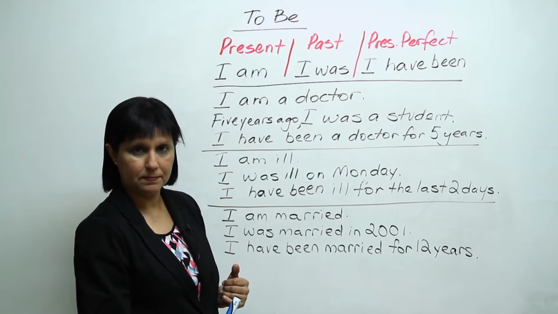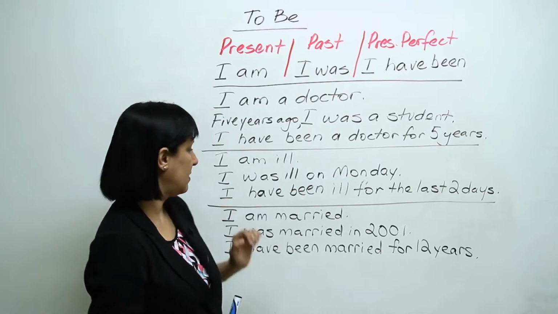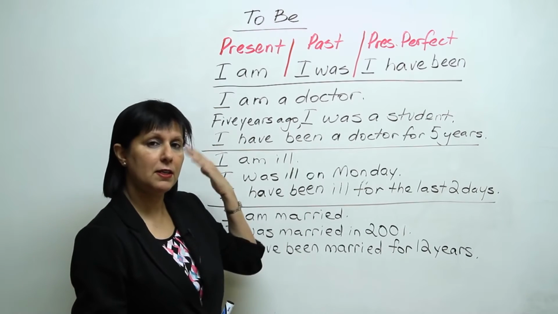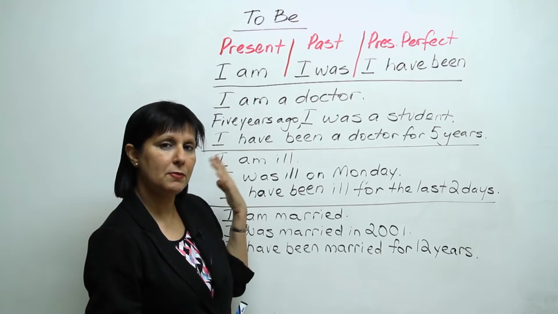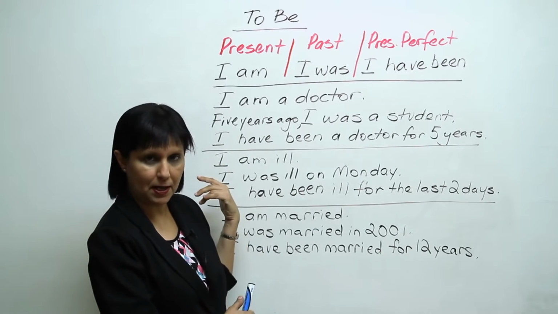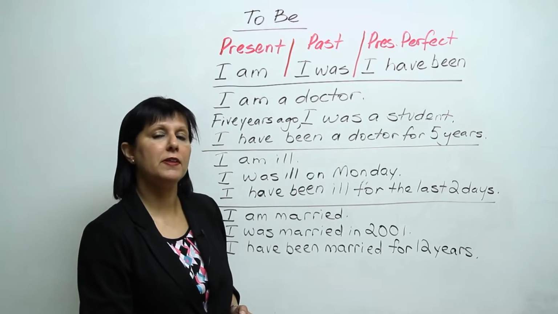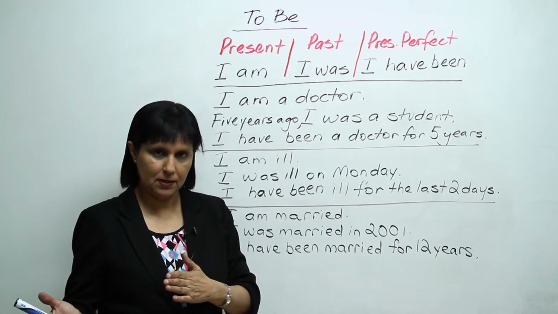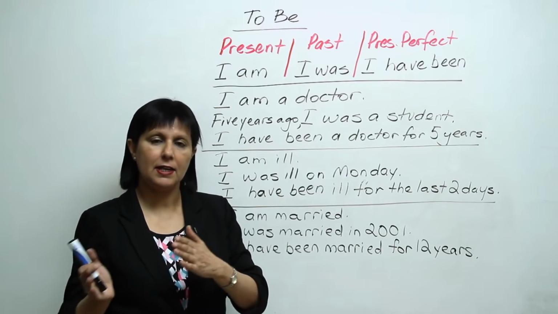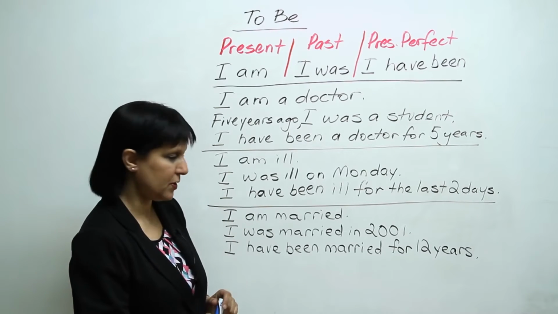I am ill. I am ill means I am ill now in the present. I was ill on Monday. Let's say today is Wednesday. I was ill on Monday, which is clearly in the past. Or I have been ill for the last 2 days. I have been ill means I was ill and I am still ill. Okay? So that's present perfect for you.